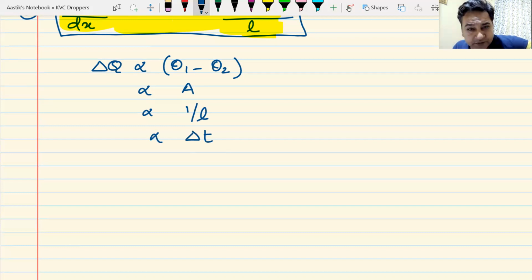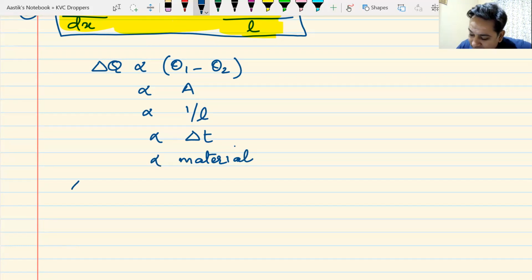How much time the heat has flown. If the heat has flown for a long time, more heat. Less time, less heat. It will also depend on the material of the body. I hope you understand this. Everyone understands this. So I can now formulate a simple formula.